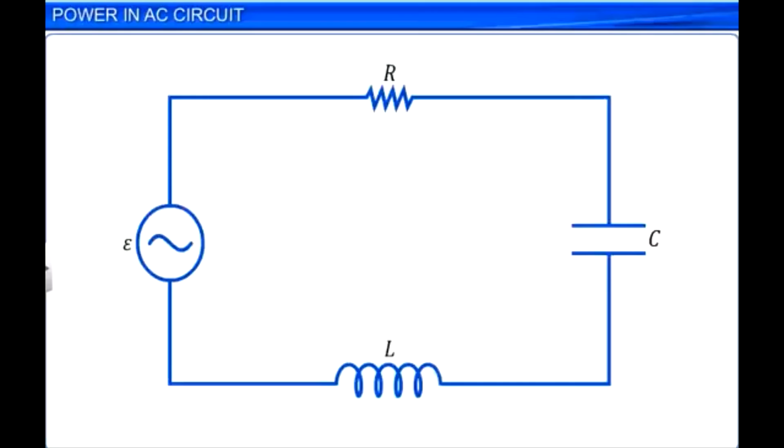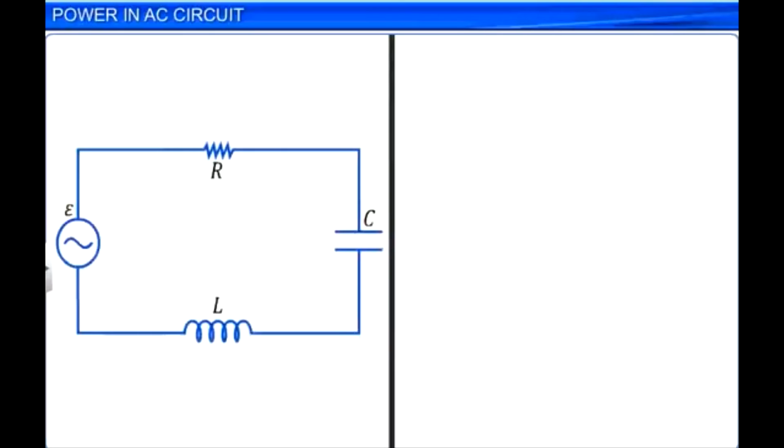Let us consider our circuit for calculating the power dissipation in the circuit. If the voltage applied across the circuit V is equal to Vm sin omega t, where Vm is the amplitude of the applied AC voltage, omega is the angular frequency of the applied AC, and t is time, then the current I is equal to Im sin(omega t plus phi), where Im is the amplitude of the AC current passing through the circuit and phi is the phase difference between the applied AC voltage and the AC current.